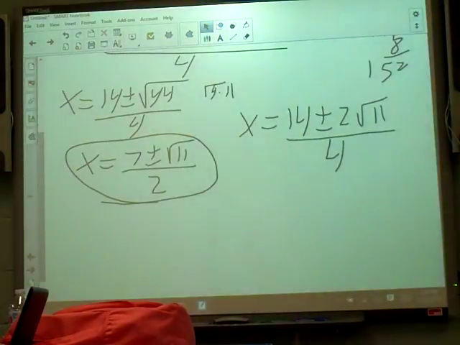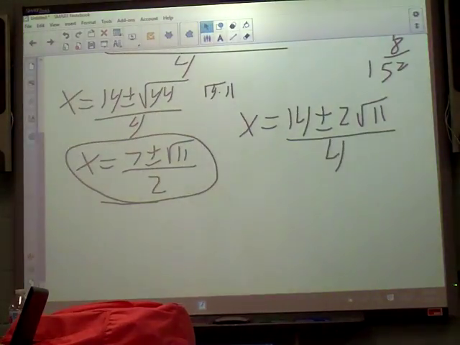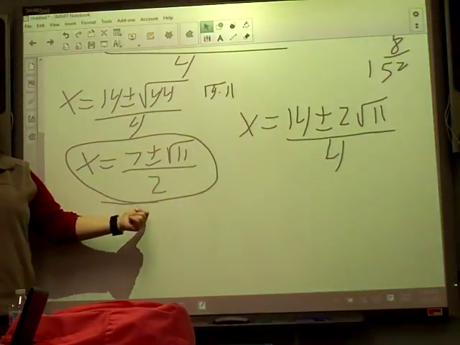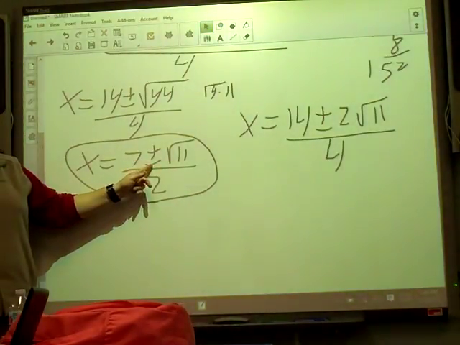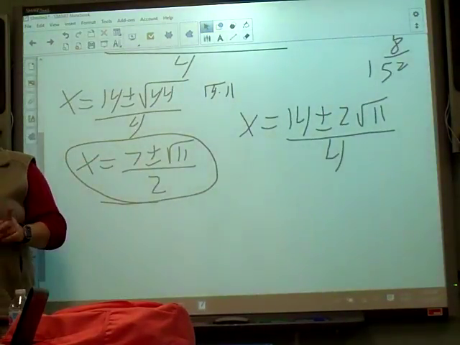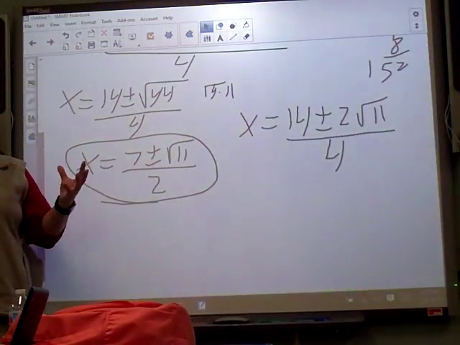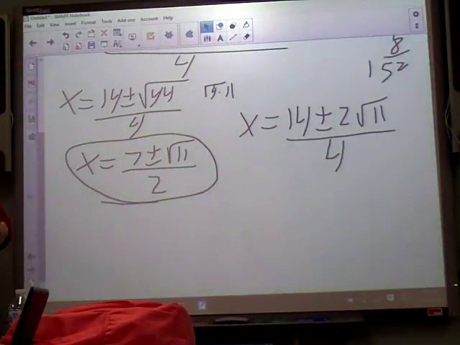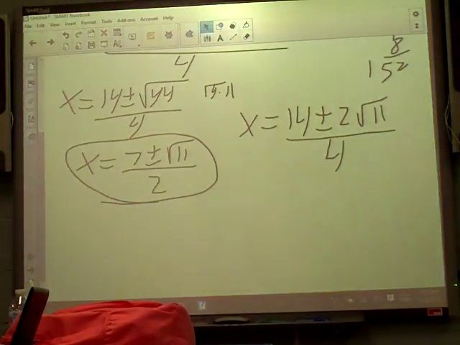Now, first period, I thought this was a pretty simple lower level question, and first period blew it. How many answers did I circle there? 2. Very good. Because I got 7 plus the square root of 11 divided by 2, and I got 7 minus the square root of 11 divided by 2. They thought I wrote it in all one hunk. That meant one answer. Okay, if you see it that way, then you need to write that out twice like I just read it. Write 7 plus the square root of 11 over 2 and 7 minus the square root of 11 over 2. Plus minus gives you those 2 answers there.